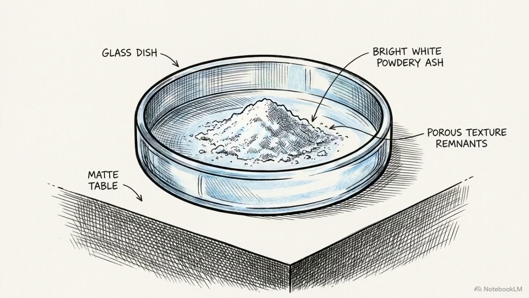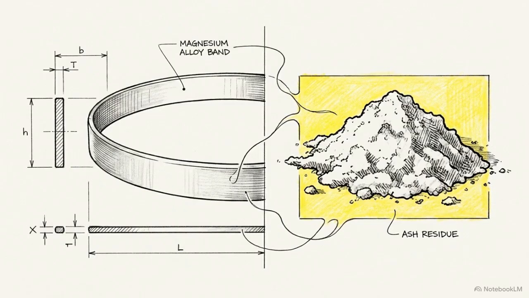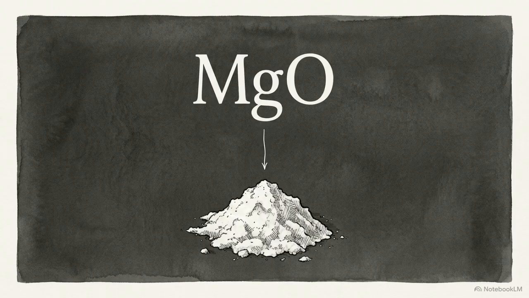As the brilliant light finally burns out, the remnants fall into a glass watch glass below. The visual contrast is immediate. The shiny, flexible strip of metal is gone, replaced by a pile of dull, brittle white ash. This newly birthed powder has its own distinct chemical name: magnesium oxide.